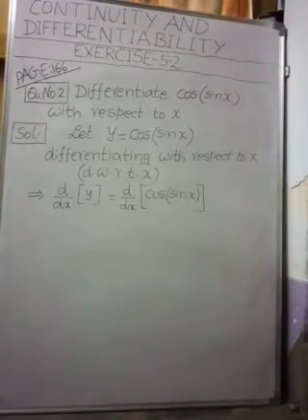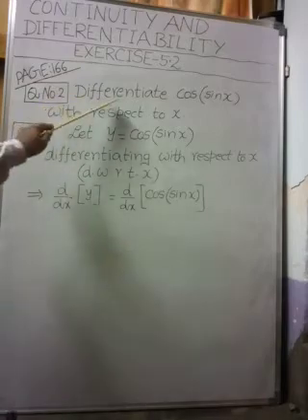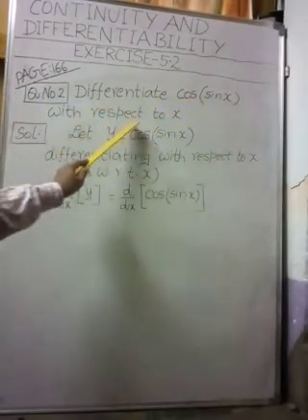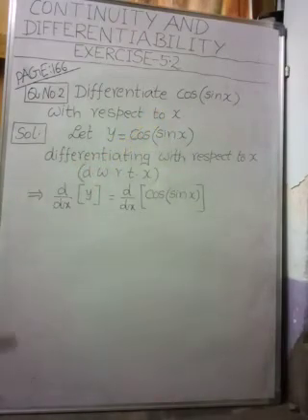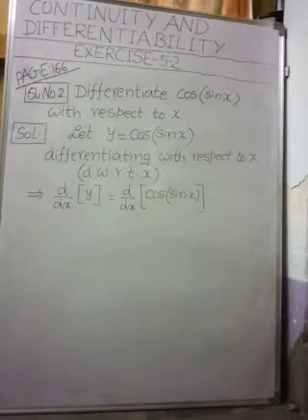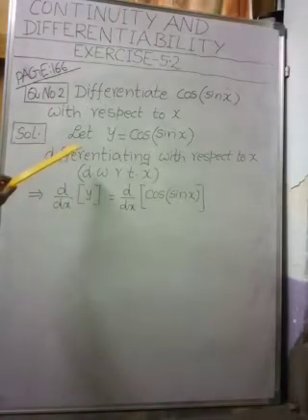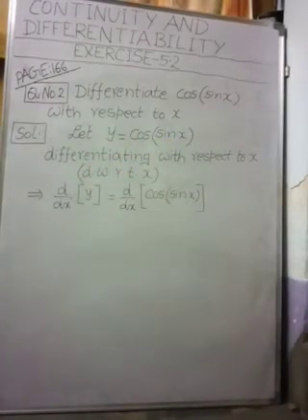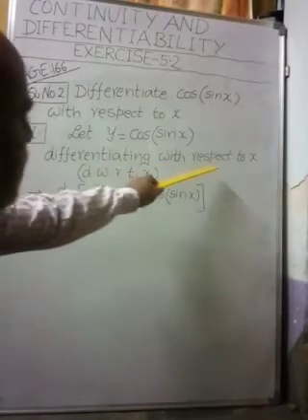Now come to this question, my dear children. Question number 2. Differentiate cos of sin x with respect to x. We have to find the derivative of this function, cos of sin x. So come to the solution part. Let us consider y is equal to cos of sin x. Differentiating with respect to x.